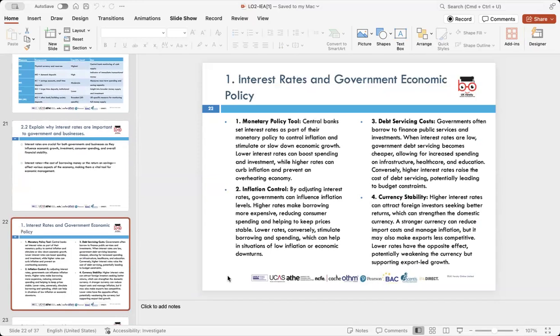Interest rates and government economic policy. Monetary policy tool: one of the primary uses of interest rates is as a monetary policy tool. When the economy is growing too fast, the government may increase interest rates to slow down spending and prevent inflation from rising uncontrollably.